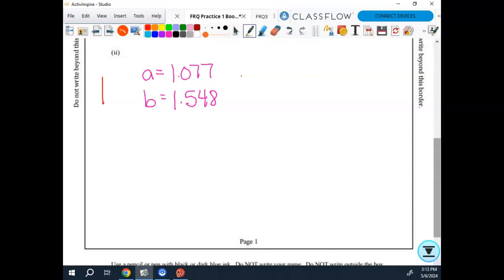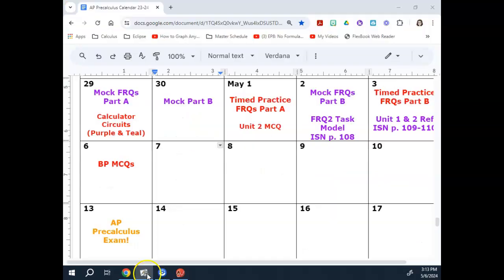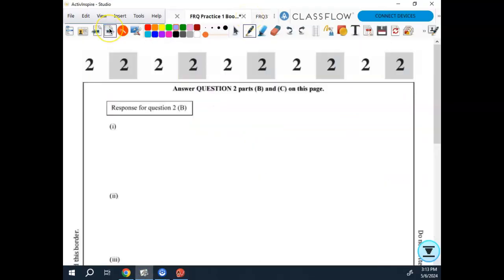Okay, B. So B says, use the given data to find the average rate of change, the number of signatures in thousands, it tells you again, of signatures per day from t equals 3 to t equals 7 days. Okay? Average rate of change. This is slope. Don't miss a slope question. Oh my gosh.